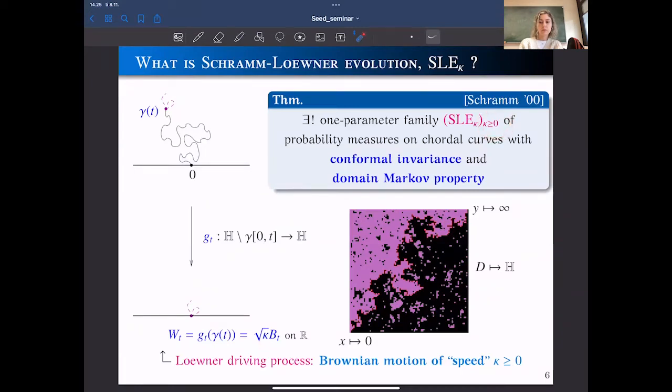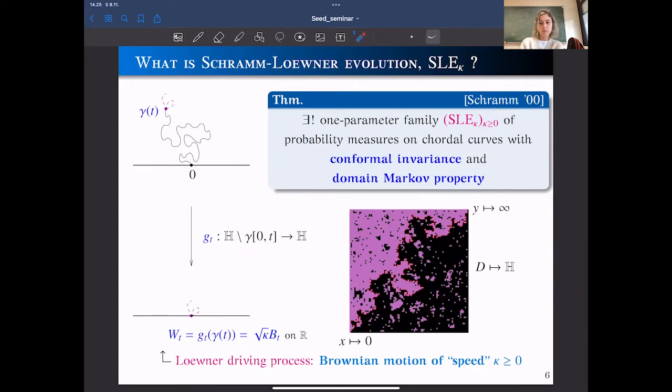You can do this for any time t. You need to fix a consistent normalization for these conformal maps. But you can do that, for example, by saying that they look like the identity map near infinity, which is the other target point of the curve. And you will have a well-defined description of the curve. So this is a conformal bijection.